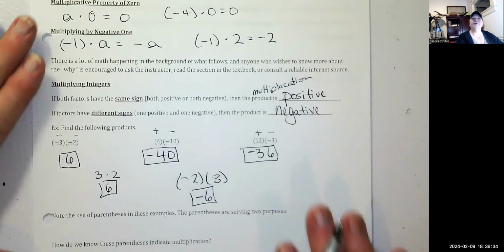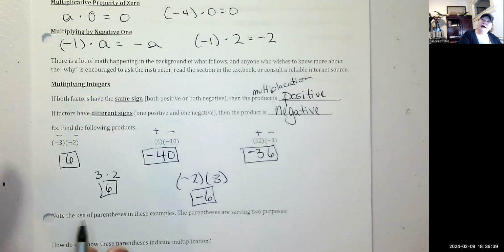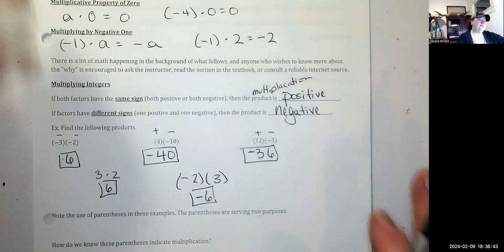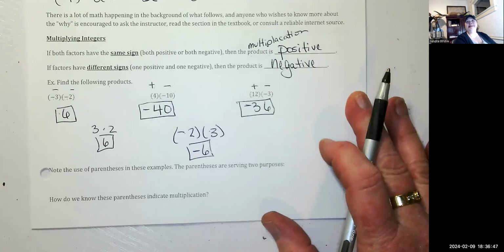Okay. If they're the same sign, they're positive. If they're different signs, they're negative. The answers are negative. Okay. So note the use of parentheses in these examples.